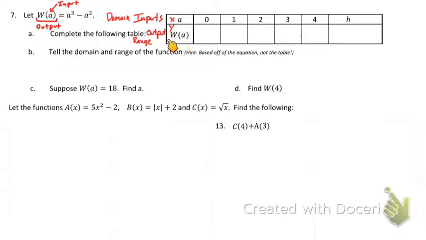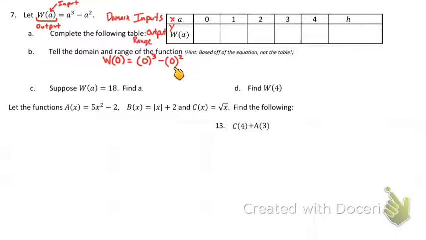Okay? So, let's go ahead and find the output when my input is 0. So I'm going to take this equation and plug in 0. So let's do that here. So I have W, and the input is going to be 0. And anywhere I see A, I'm plugging in 0. So it looks like this: 0 cubed minus 0 squared. Okay?